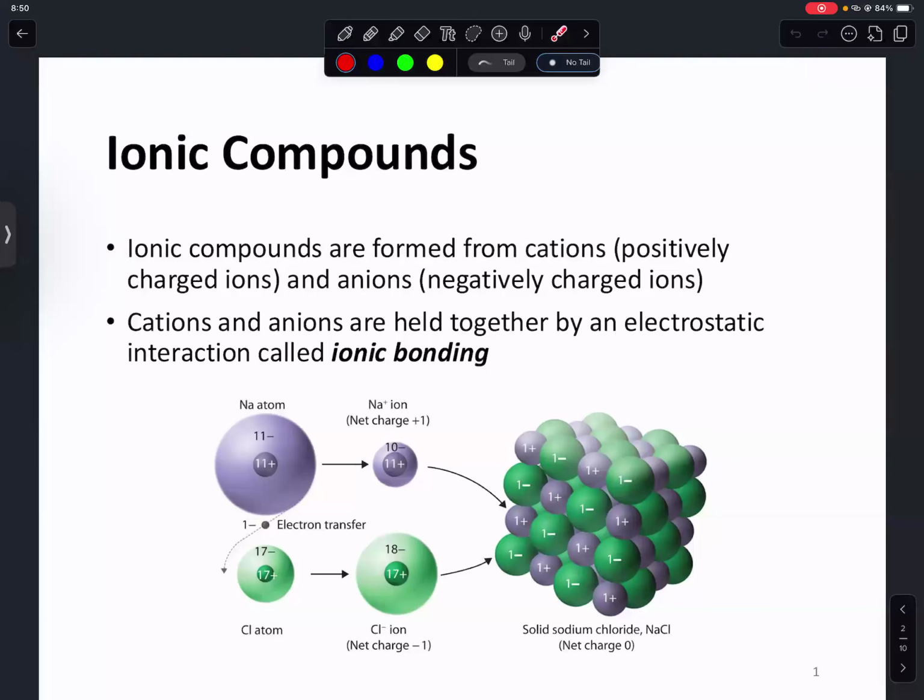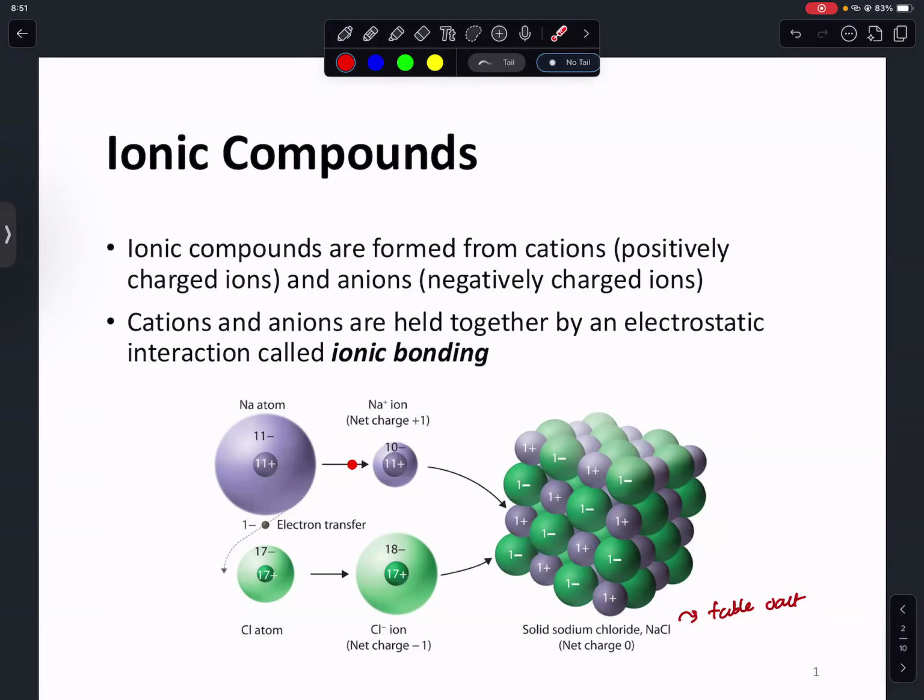An ionic compound is formed of two things: cations, which are positively charged ions, and anions, which are negatively charged ions. So looking at this example right here, this is, by the way, our ionic compound, sodium chloride. And sodium chloride is also known as our table salt. And looking right here at sodium chloride, you see that the cations and anions, which are positively and negatively charged, are arranged in a very specific way.